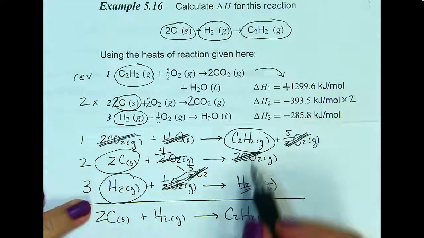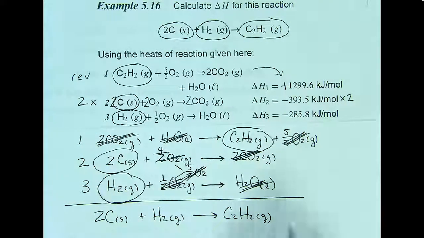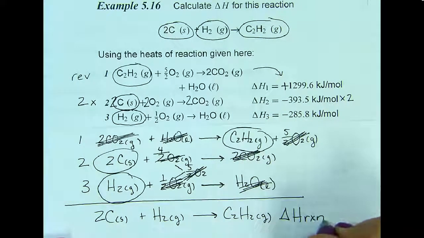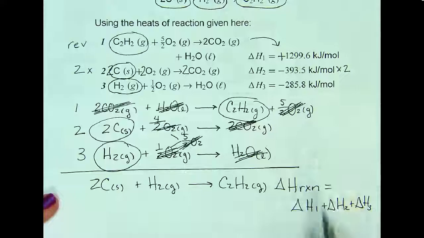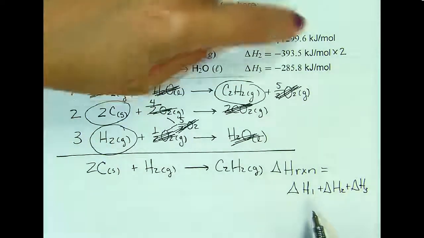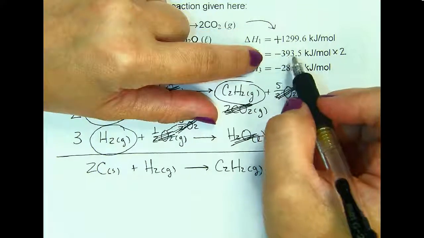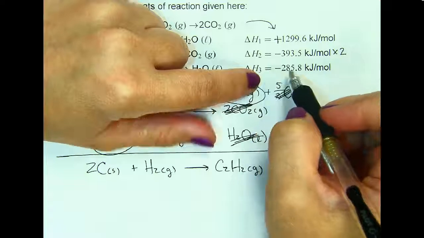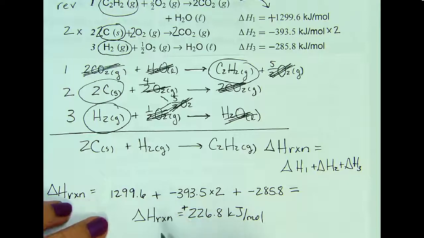And you'll notice that this is identical to the equation up here, which it should be. So what that tells me now is in order to get the delta H for this reaction, I need to add together delta H1 plus delta H2 plus the delta H3 up above right here. And so when I combine these, it's going to be 1299.6 plus negative 393.5 times 2 plus negative 285.5, and that's going to give me a final answer of positive 226.8 kilojoules per mole.